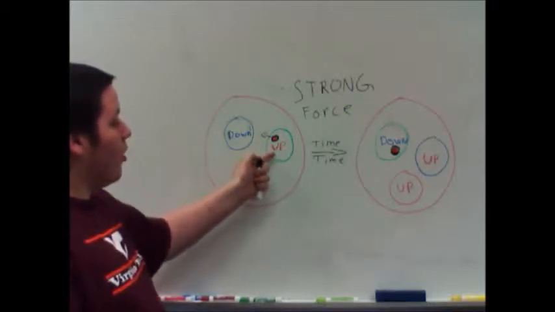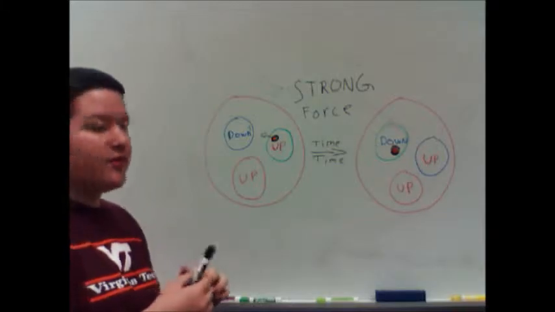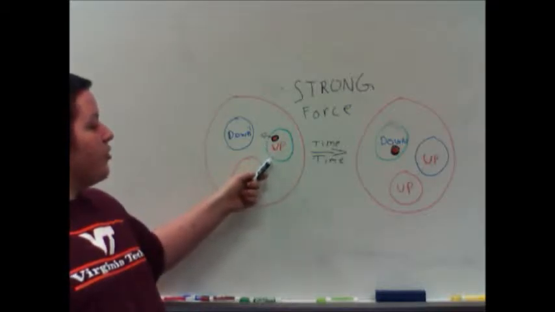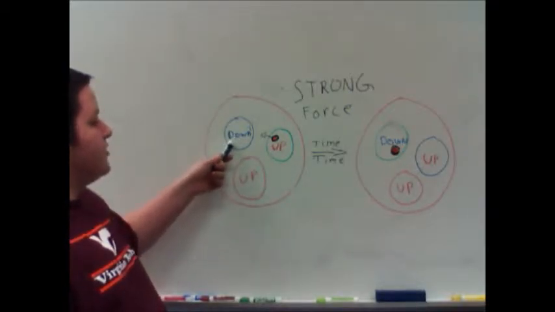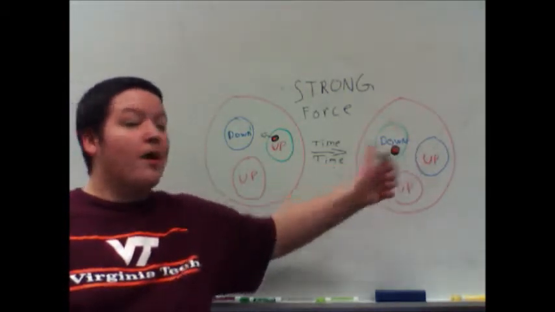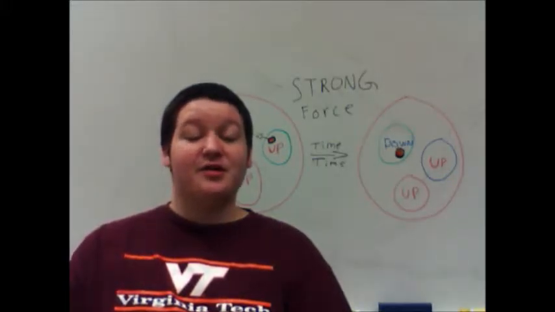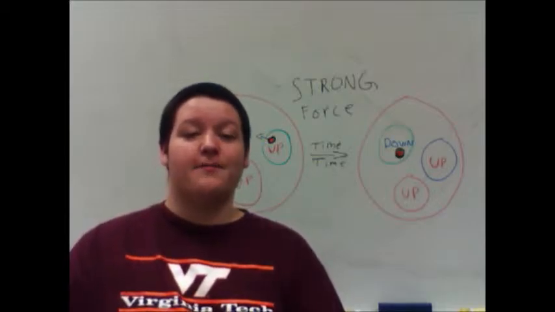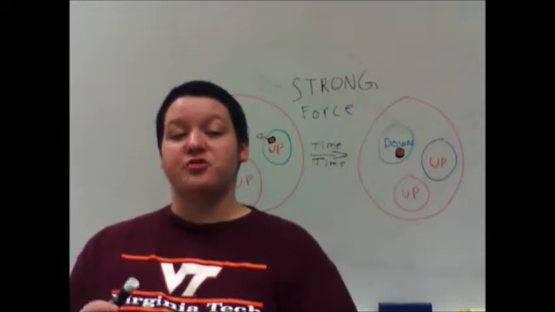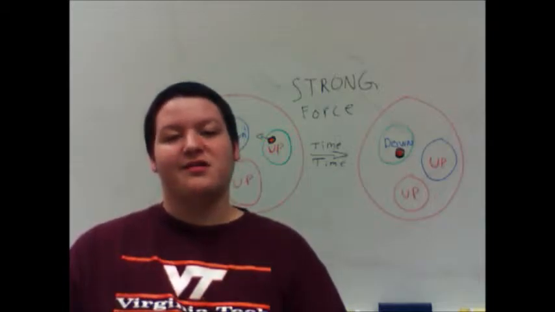Gluons go from one quark to another, yanking both of them together and keeping them inside the proton. Here, the gluon goes from the green up quark to the blue down quark and creates a green down quark and a blue up quark, thus changing the color. Not only does the strong force hold quarks together inside protons and neutrons, but it also holds the nucleus together by exchanging gluons between the quarks of protons and neutrons inside the nucleus.